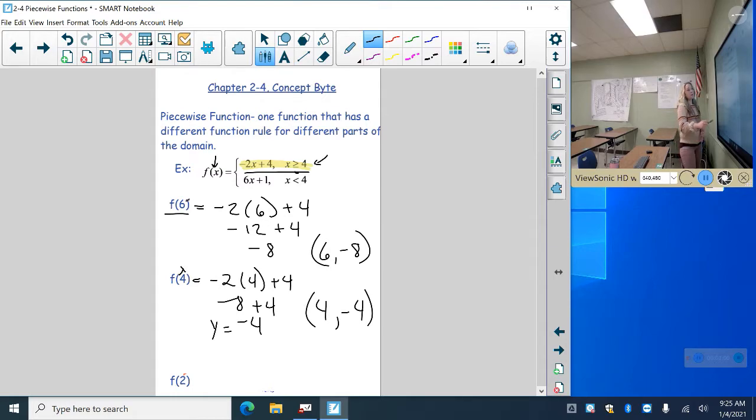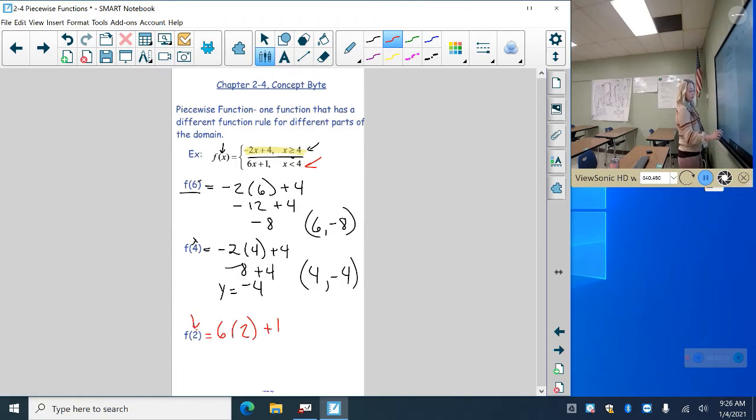F of 2, which function does it fit? It now fits the bottom function. We're going to use 6x plus 1, and we're going to plug in 2, because 2 is less than 4. So f of 2 equals 6 times 2 plus 1, which is 12 plus 1, which is 13. The x value is the input, which is 2. The y value is the output, which is 13, and there's your ordered pair.